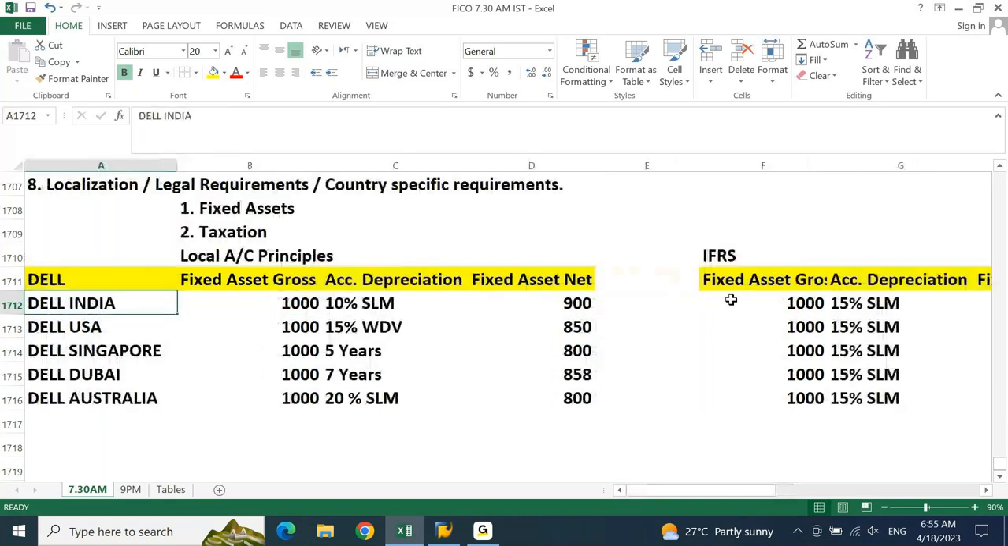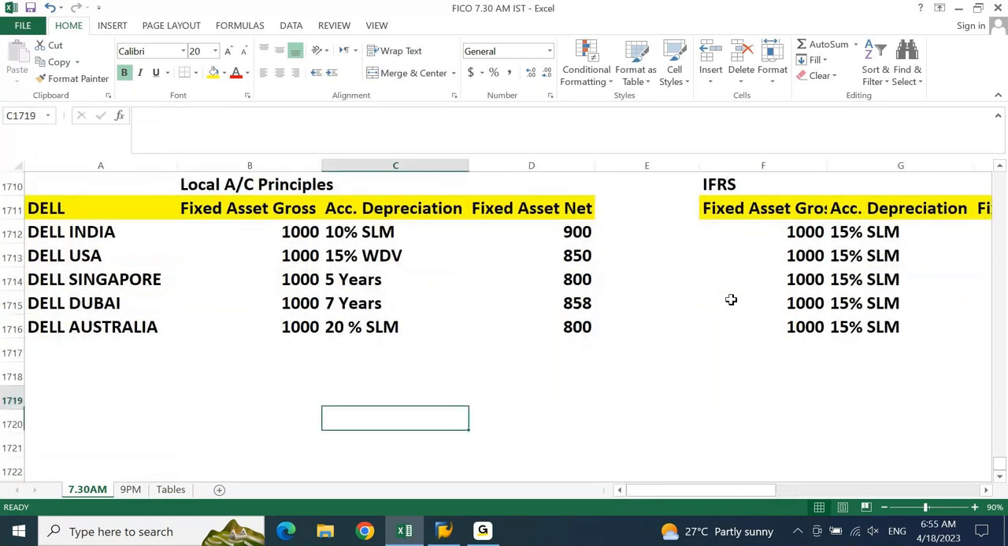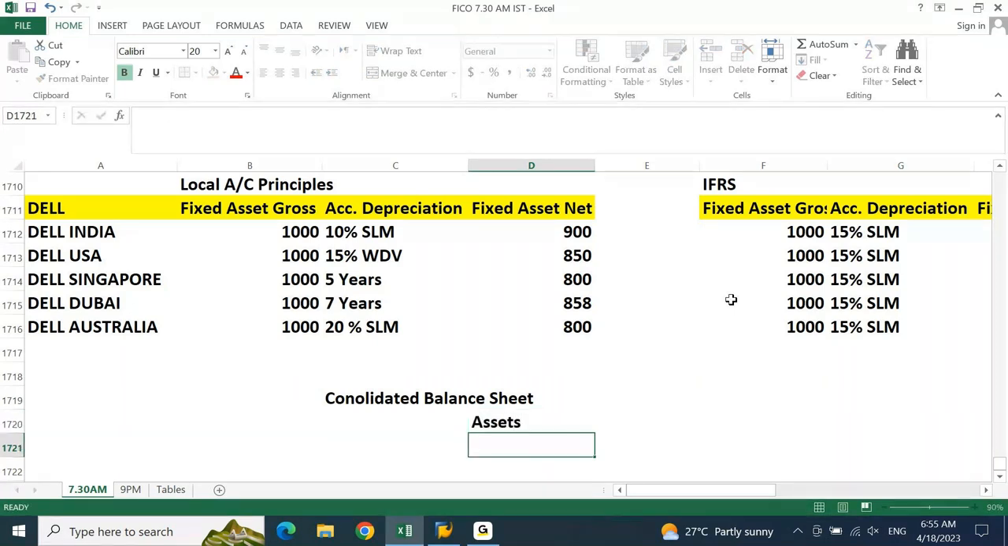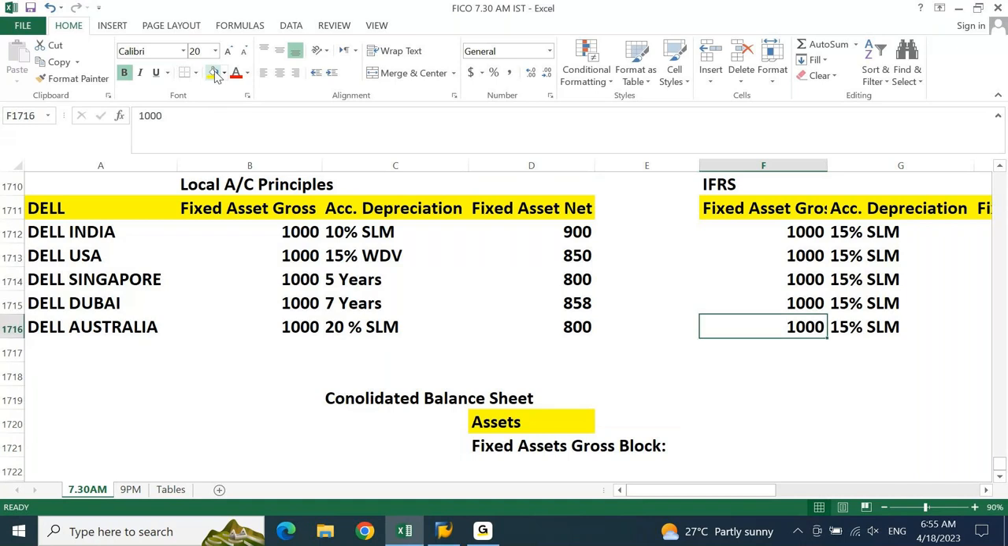Now, when I prepare my consolidation report, let's say a consolidated balance sheet, on the asset side, on the fixed assets side, I'll be representing, let's say, fixed assets gross block. What is the value of fixed asset gross value in each of the countries? 1,000, 1,000, 1,000. Total is 5,000. Correct? So I'll be putting 5,000 here.